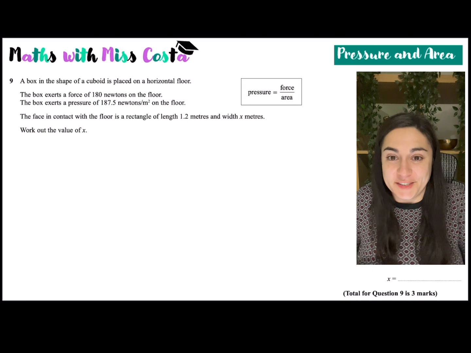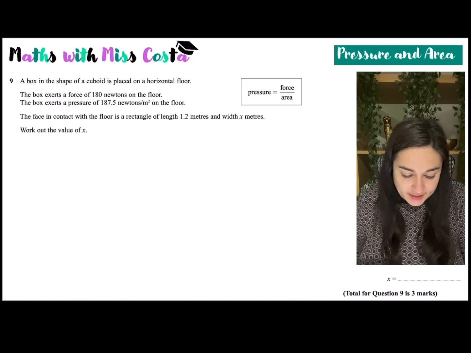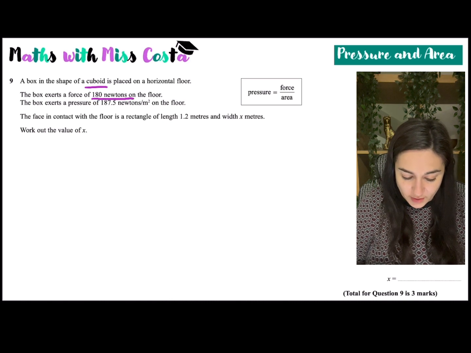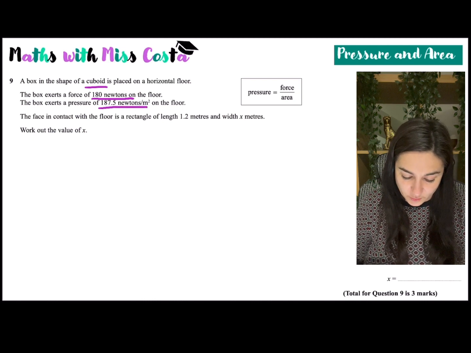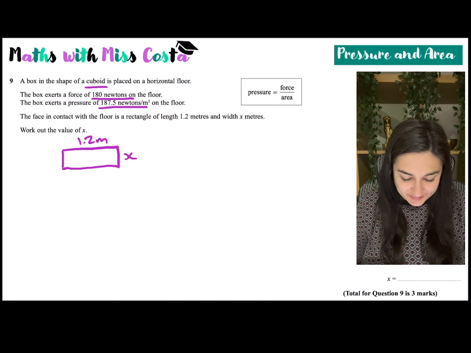Okay, so in this question, we are dealing with pressure, and we are told the formula for pressure is force over area. So a box in the shape of a cuboid is placed on a horizontal floor. The box exerts a force of 180 newtons on the floor, and the box exerts a pressure of 187.5 newtons per meter squared on the floor. Now the face in contact with the floor is a rectangle of length 1.2 meters and width x meters. So what we want to do is work out the value of x.